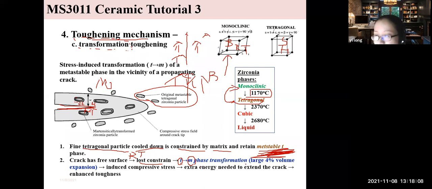So this phase transformation coming from the 4% volume expansion is going to give a very high compressive stress. High compressive stress gives you the extra energy needed to extend the crack, so this is going to enhance toughness. Okay, so the keywords, as you summarized, Jordan, Nida, and Chopin, all of you summarized correctly. Exactly, that's what you said.